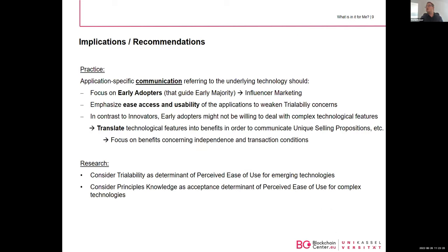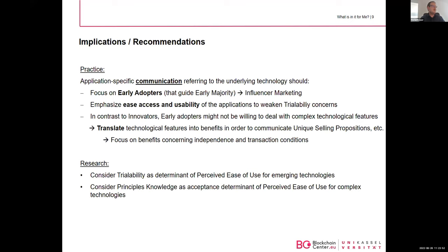What are now the learnings from this research? Well, there are some learnings for researchers regarding acceptance theory and further acceptance research in the blockchain area, for instance, to consider trialability and to consider principles knowledge whenever dealing with complex technologies. And we've also found out that blockchain technology is perceived as very, very complex.